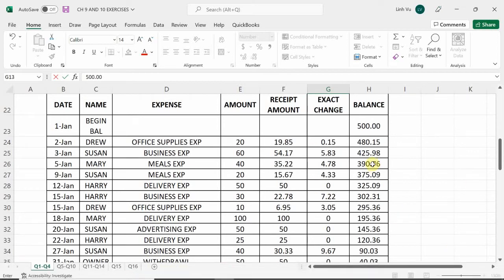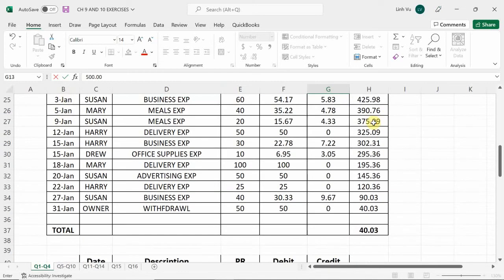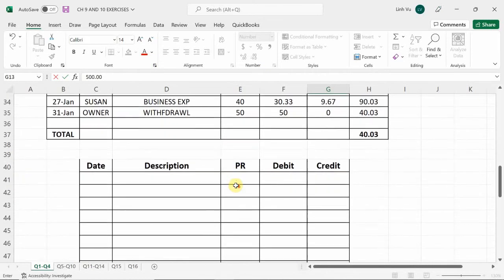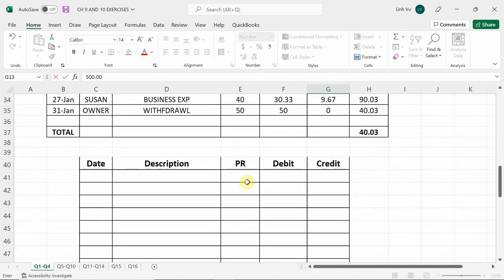Remember, if we established our petty cash drawer at $500, that's what we started out with, and then slowly people went through the petty cash drawer, and at the end of the month, here is your ending balance: $40.03. So how do I take this information and replenish my petty cash drawer?